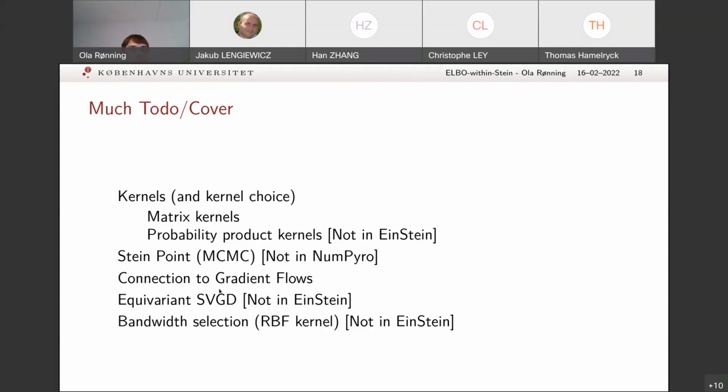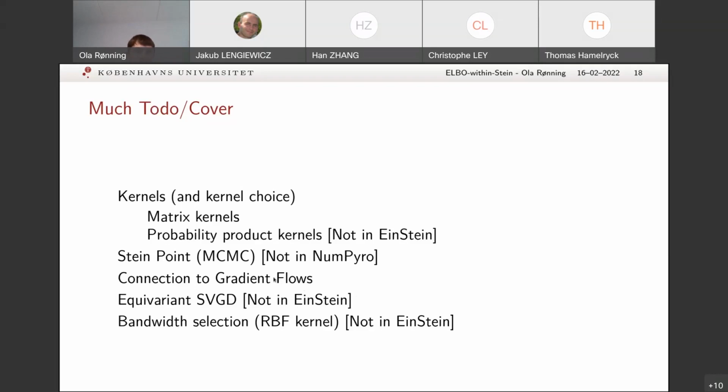Kong and Li gave a connection between Stein Variational Gradient Descent and gradient flows. I have not explored this myself, but it's interesting work and something I have on my own to-do list. Max Welling's group came out with an equivariant version of Stein Variational Gradient Descent this NeurIPS. So that's also an interesting direction to take this, in particular for protein folding, where equivariance allows us to handle symmetry groups such as rotations.